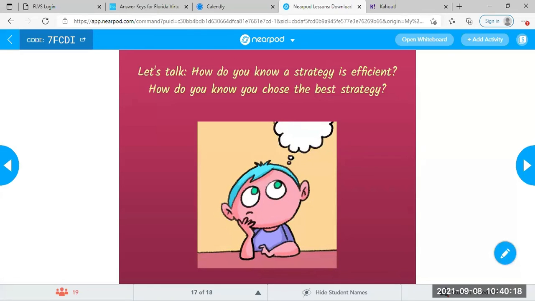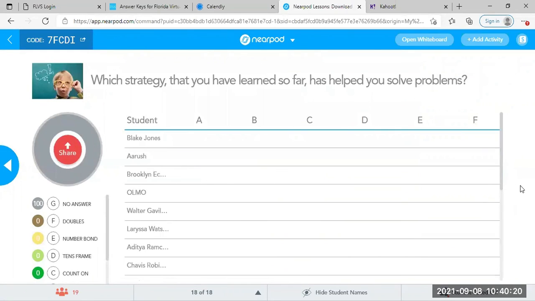We need to know which one works the best. That's really what it is. So out of all the strategies that you have learned so far, and I will remind you of what they are, which one has helped you solve problems the best? Let's try looking at the answers. Do you like doubles? How about number line? How about the number bond? We just figured out that one. How about tens frames? How about drawing models?